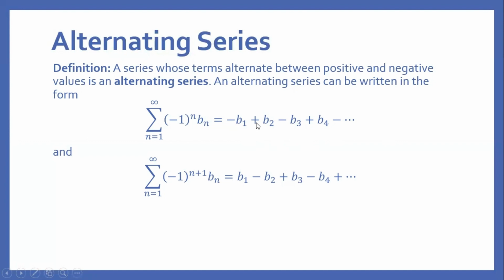Mapapansin nyo, ayan. So, negative, positive, negative, positive, negative, and so on and so forth. Then, series is lahat yung mga terms na yan, so additionally. So, nag-a-add lang tayo dyan. No? Kaya siya tinawag na alternating series.